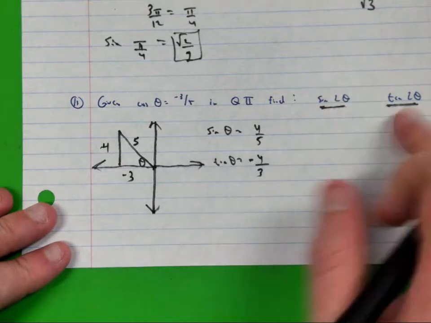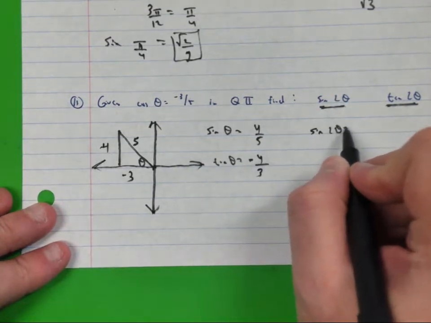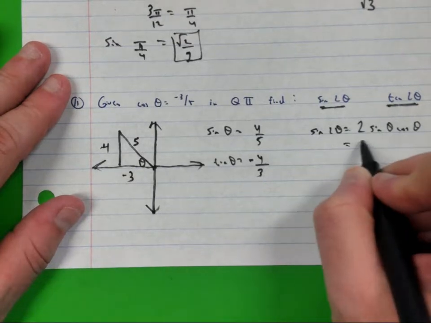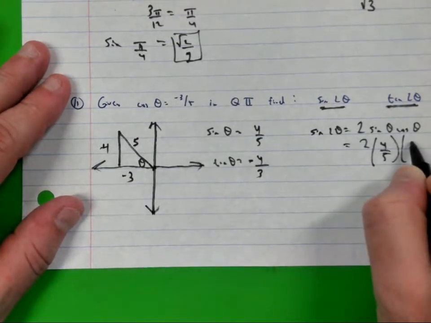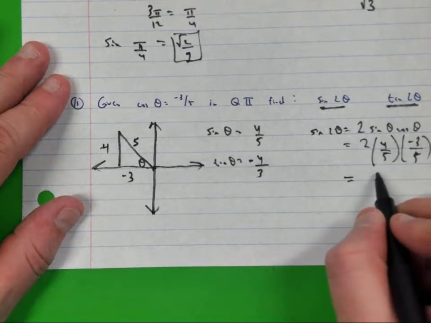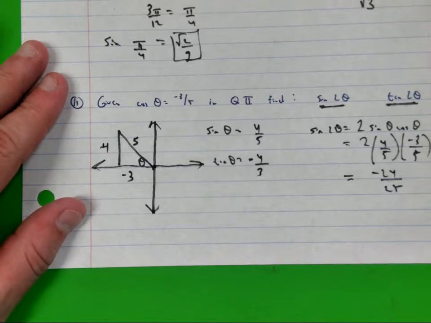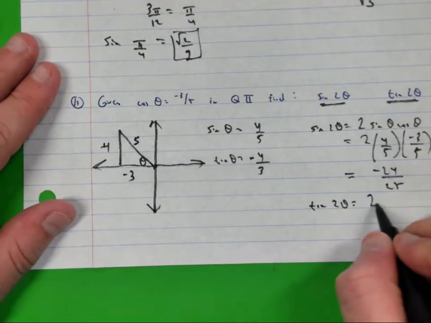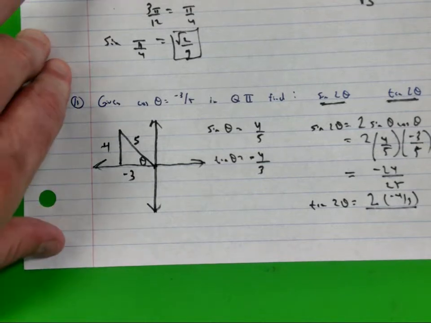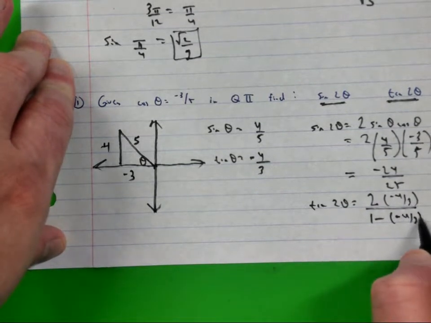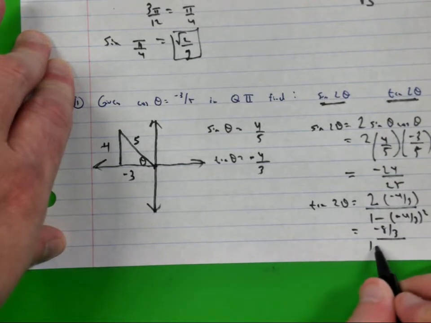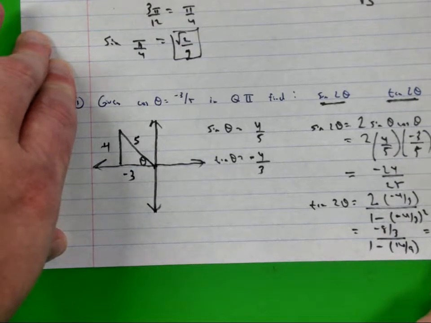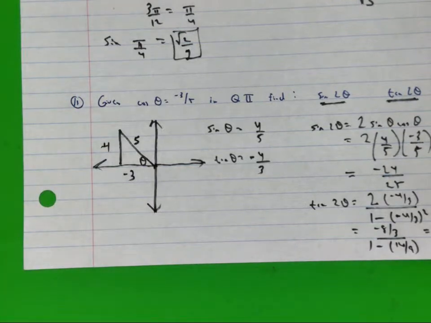Now, do I have enough information to find these values? Yes. Sine of 2 theta equals all of that. Negative 24 over 25. Tangent 2 theta. Following this one right here. 2 times your tangent over 1 minus your tangent squared. And then you just divide that out. I'm running out of room, but do y'all know how to do that? Are we good with that?